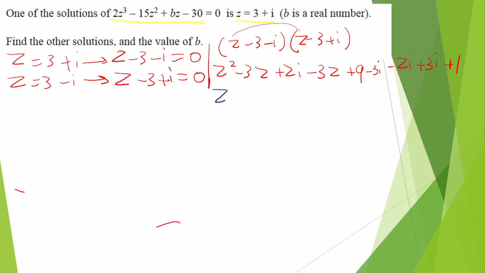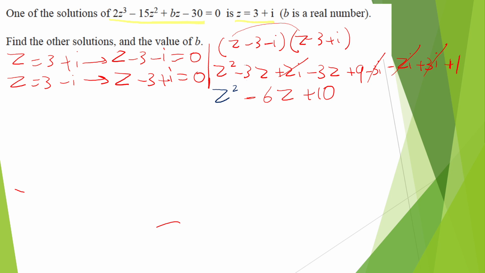Now cancel out, so z squared is here, 3z and 3, minus 3z minus 6z, then positive zi with negative zi will cancel out, and then I will end up with plus 10. So that's the expanding for this one. You would know that your expanding is correct if there is no i. If there is an i component left, that means you've made some sort of mistake in your expanding.